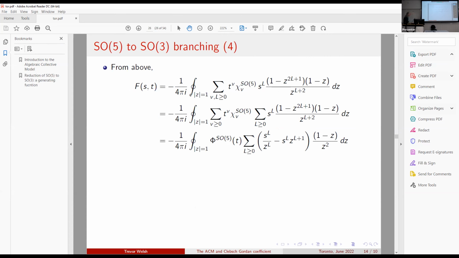And that, you might remember, is the generating function for the SO5 characters. That's how I denoted that previously. And in this summand, I've slightly rewritten that. The Z squared has gone there, and we've got S to the power of L over Z to the power of L there, and S to the power of L over Z to the power of L plus 1 there.